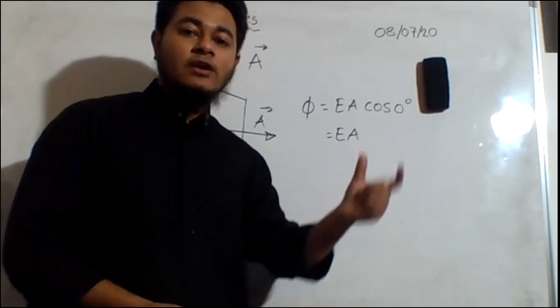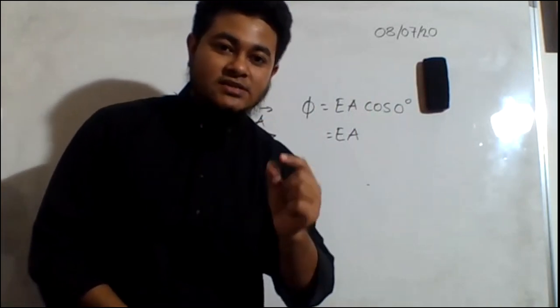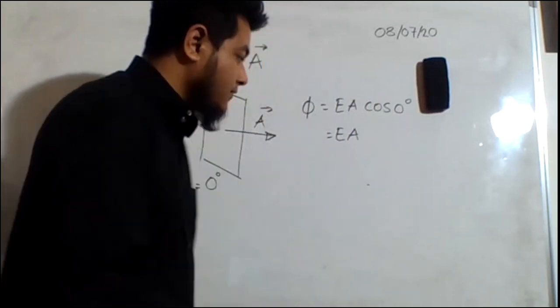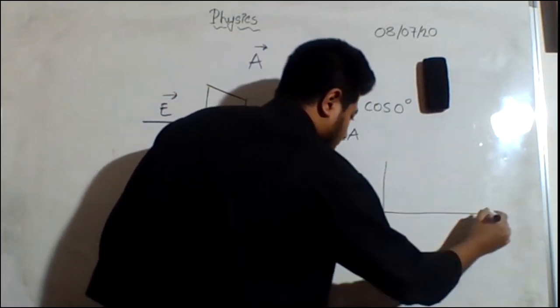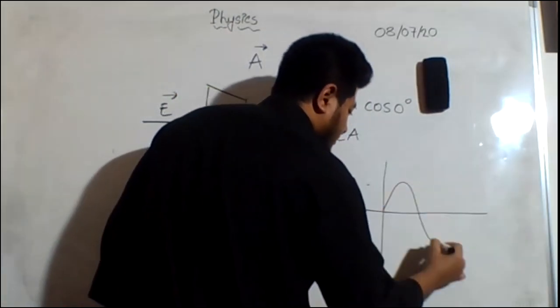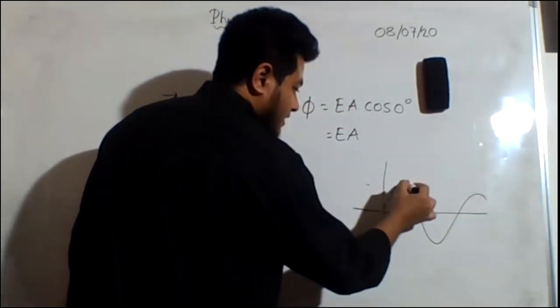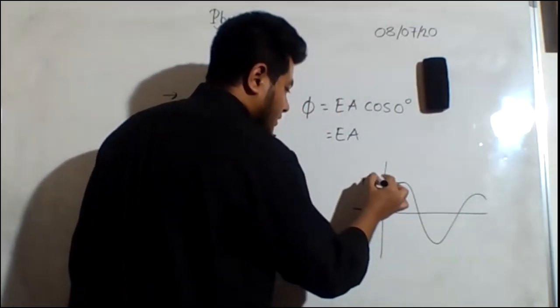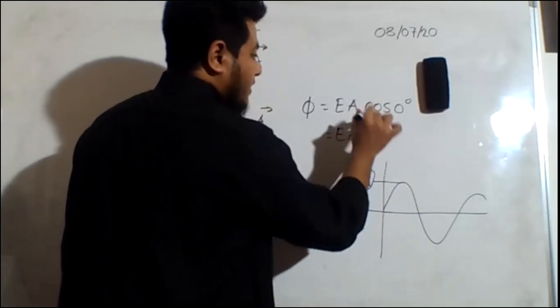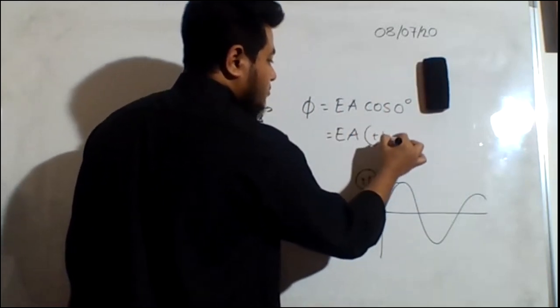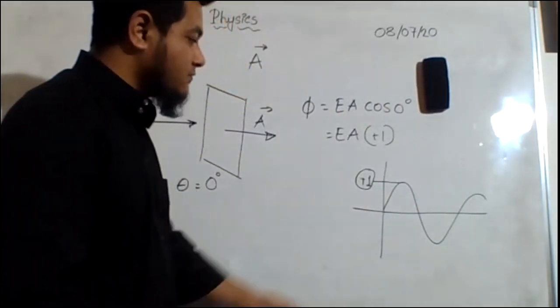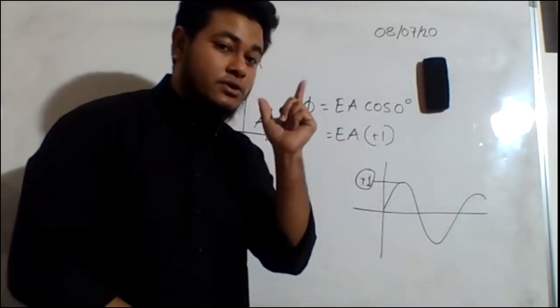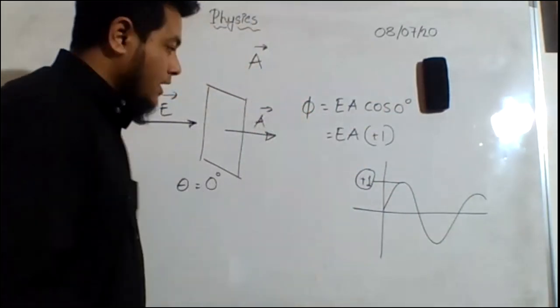The maximum value of cos theta can be achieved when the angle is 0. If you remember, you have done this in trigonometry in grade 11. So what is the maximum value of the cosine graph? +1, right? And this +1 value, cos 0 degrees, can only be achieved when the angle between them is 0 degrees. Understood?